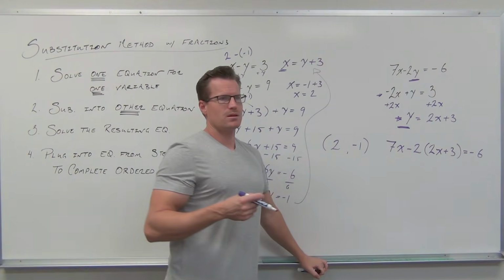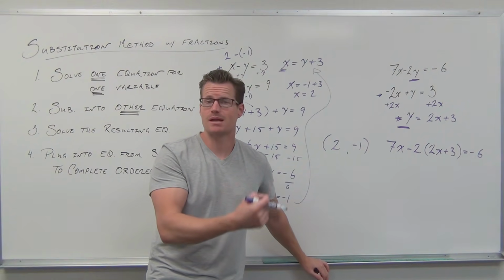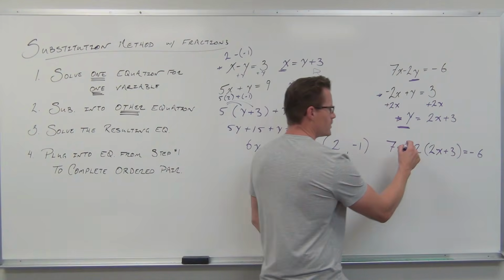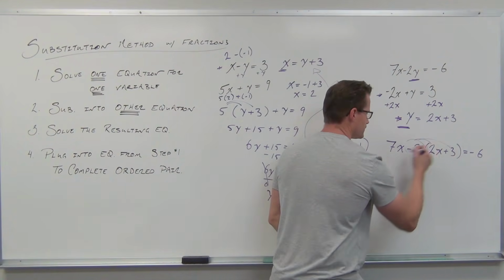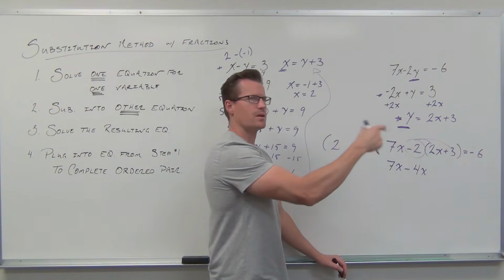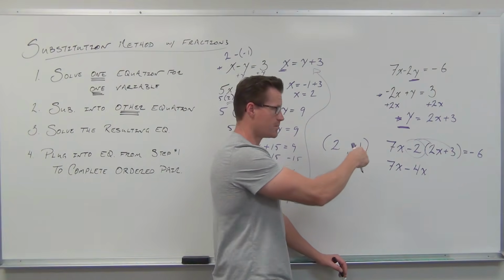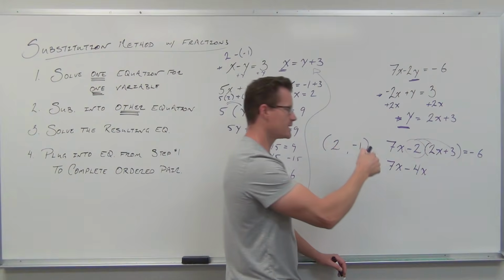By the way, your ability to distribute is super important. Your ability to distribute and not make sign errors is really important. When we distribute, make sure you're distributing with the sign. So we get negative 2 times 2x, well that's negative 4x, I write a minus. Negative 2 times positive 3, that's a minus 6.